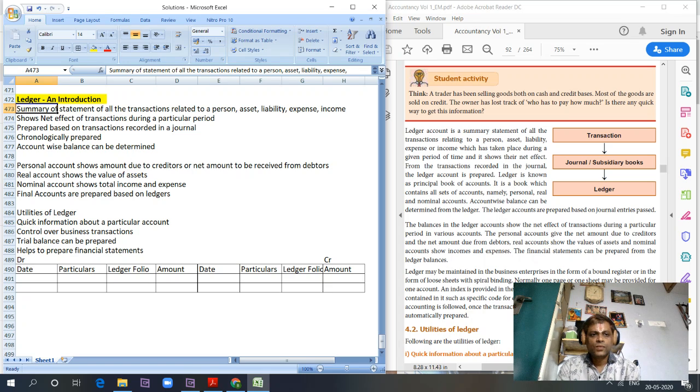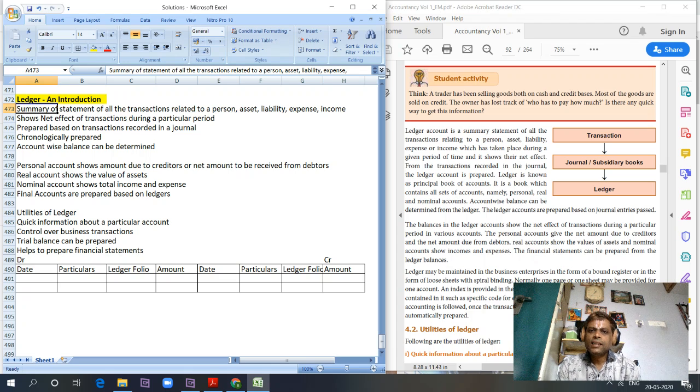So, a ledger is prepared based on the transactions recorded in the journals, and it is prepared account wise. The advantage of a ledger is quick information about a particular account and control over the business transactions. It also helps the next stage of accounting, called trial balance and final accounts and finalization of accounts. Basically, the trial balance and profit and loss account can be prepared only when the transactions are summarized in a standard form called ledgers.